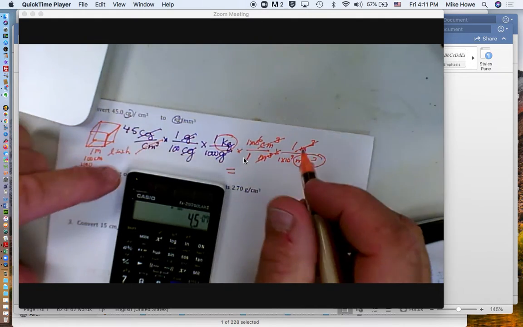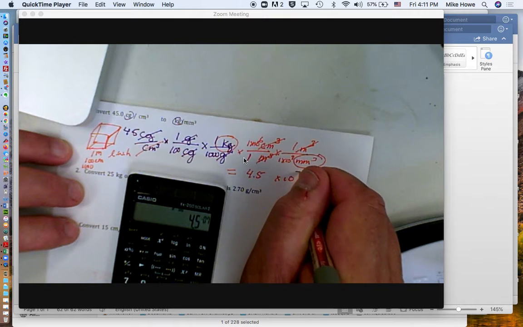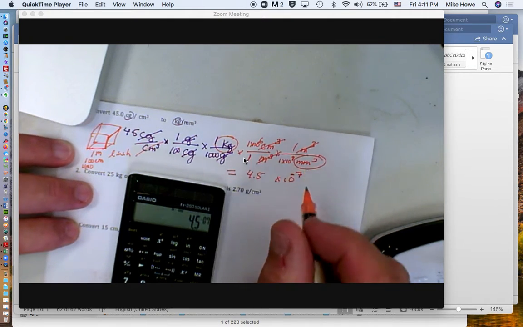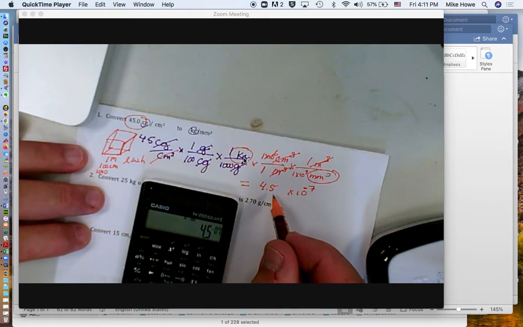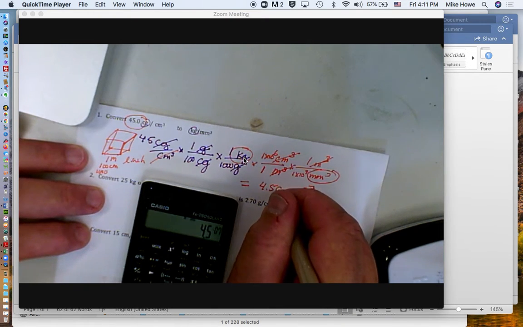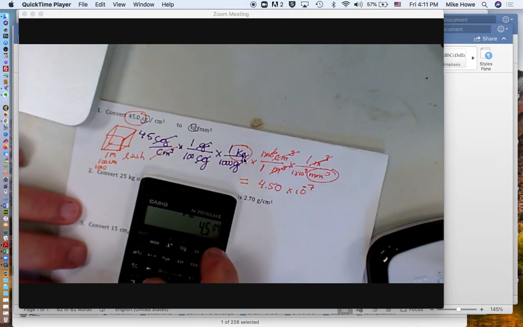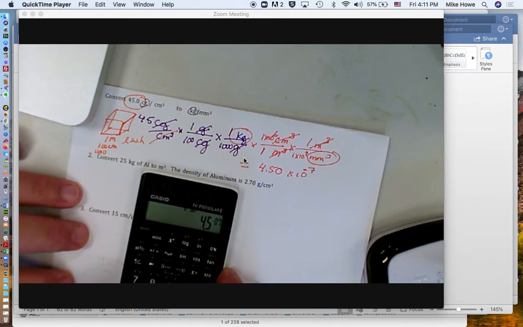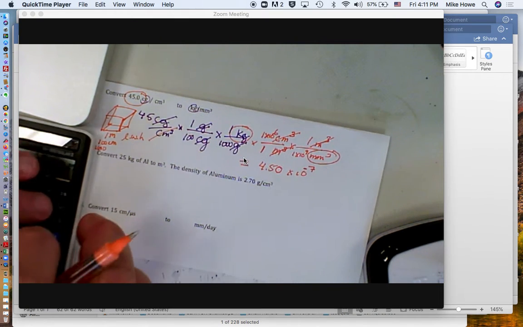So you get 4.5 times 10 to the negative 7th. But this number has 3 sig figs. This number only has 2 sig figs. So you put a 0 here to make the 3rd sig fig to show that you've thought about that. All right, that was problem number 1. Oh, okay, problem number 2.